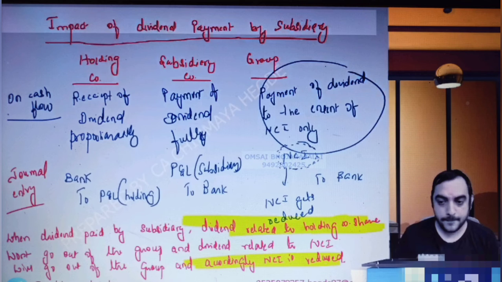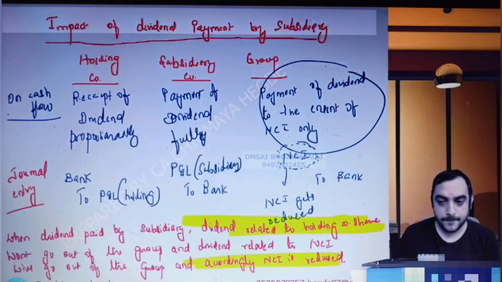Why is other equity not coming down? Because it is representing the group. This amount is not going out of the group. It is still within the group. So the amount related to the holding company share of dividend is not going out of the group. It will not have any impact. That's what we have written here anyway.